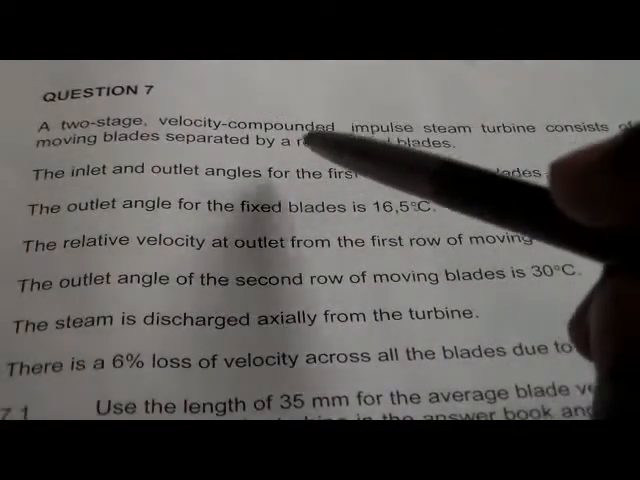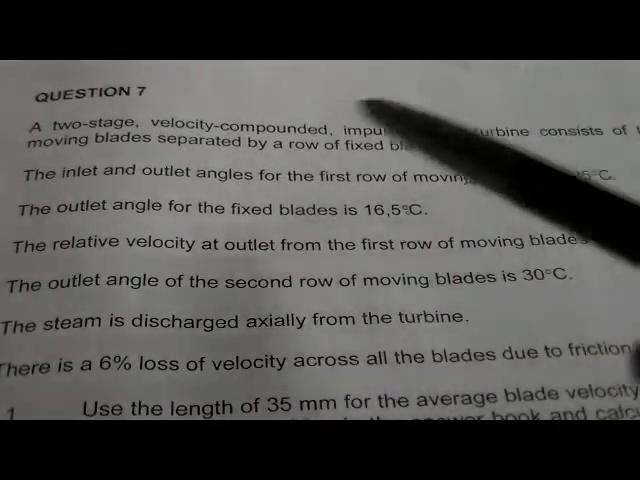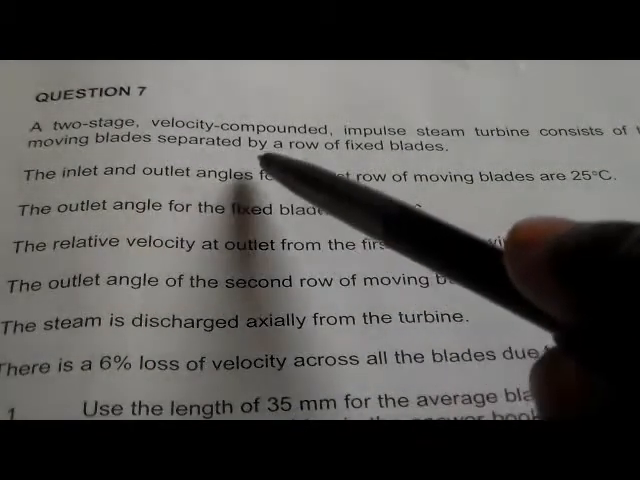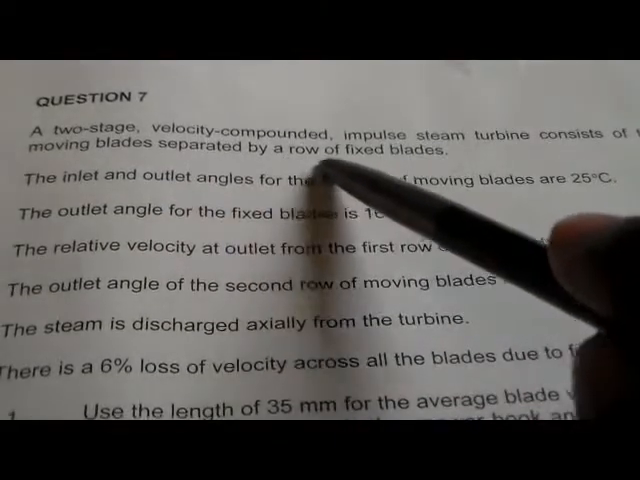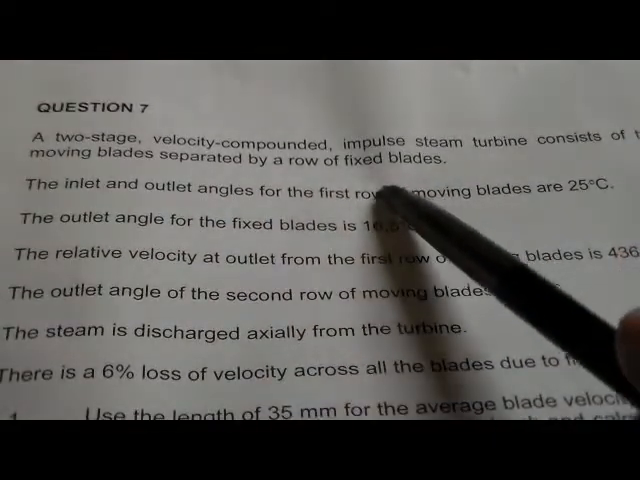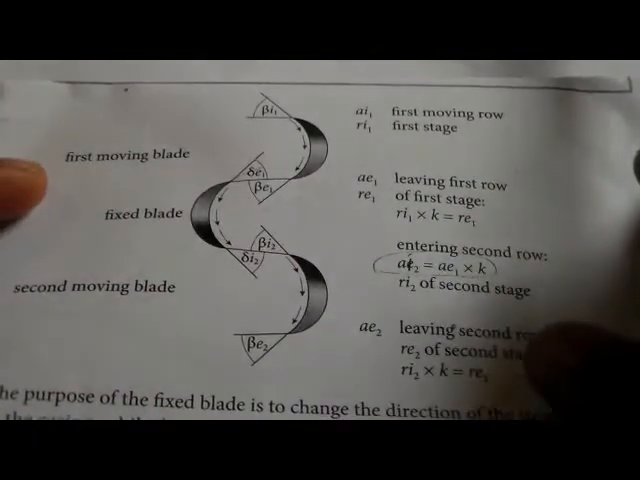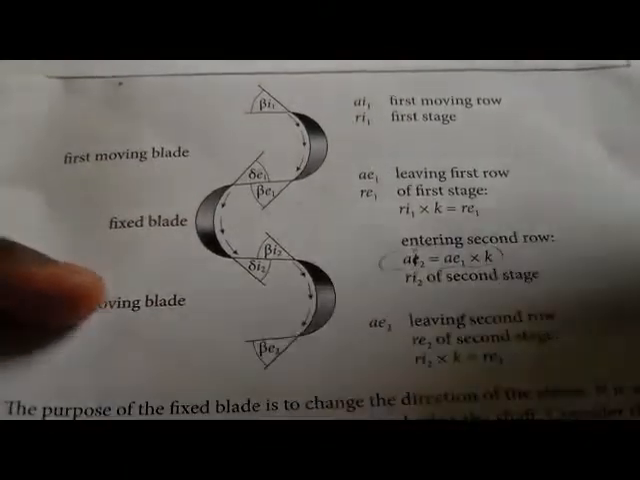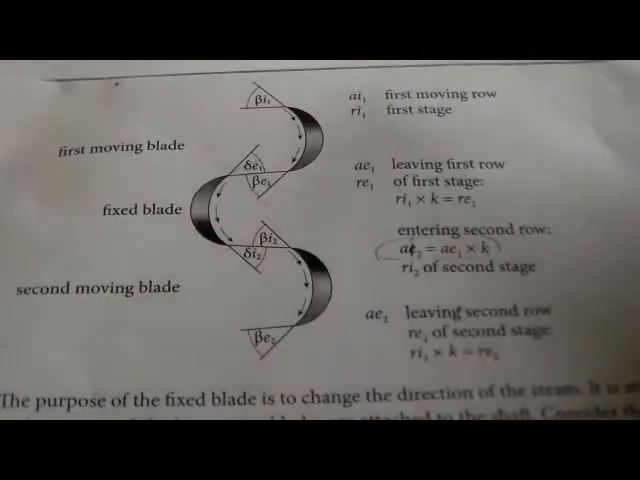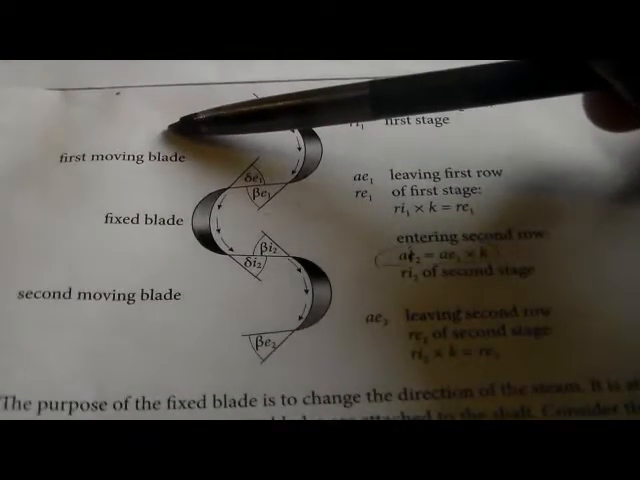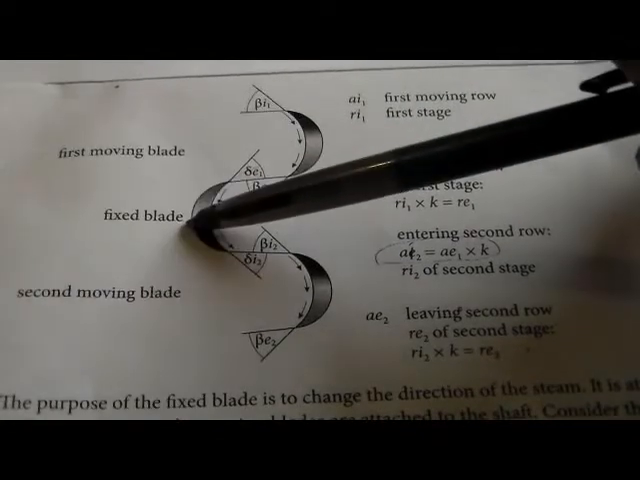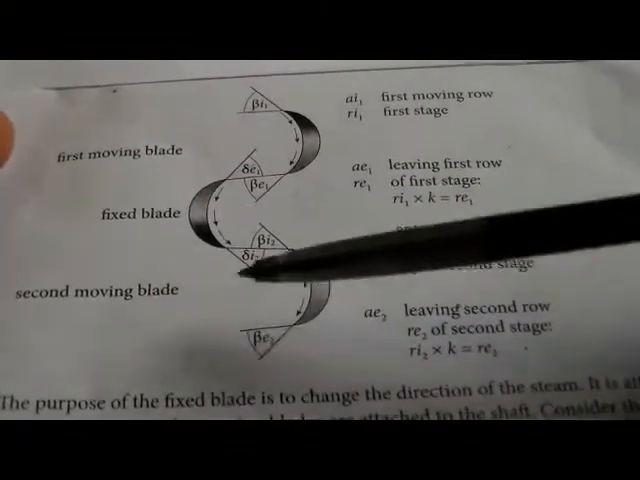So now we have a two-stage velocity component impulse steam turbine consisting of two rows of moving blades separated by the fixed blade. We know that this is the moving blade, then separated. As I said in the previous video, this is your velocity diagram.